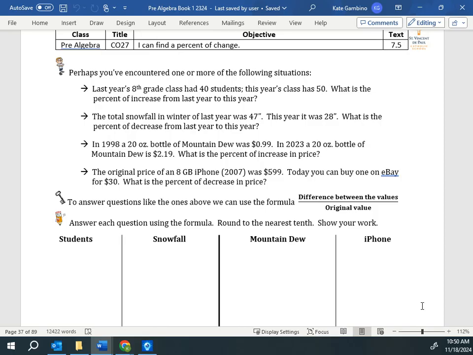Tomorrow is our practice test. Real test is Wednesday. So we need to end this unit strong.